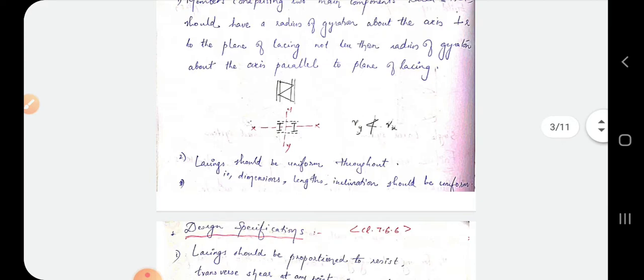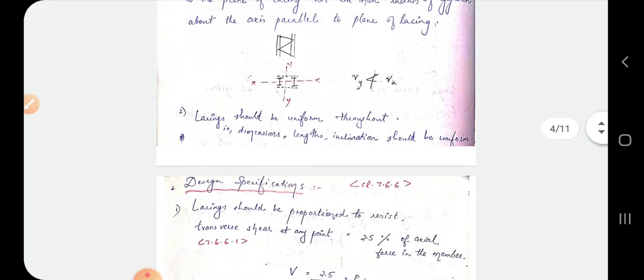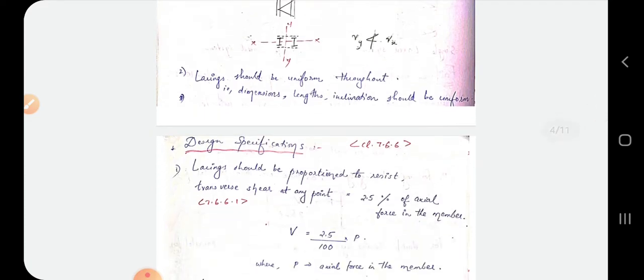Okay, so the more critical section will be the plane parallel to the lacing system. The next point is that the lacing should be uniform throughout. While giving the lacing system in a column member, it should be uniform throughout in the dimensions, length of the lacing, and inclinations given. This is done so that the stress distribution is uniform throughout the member.